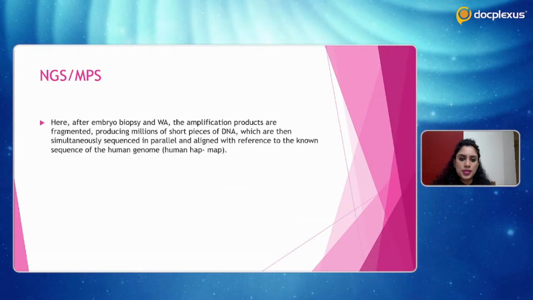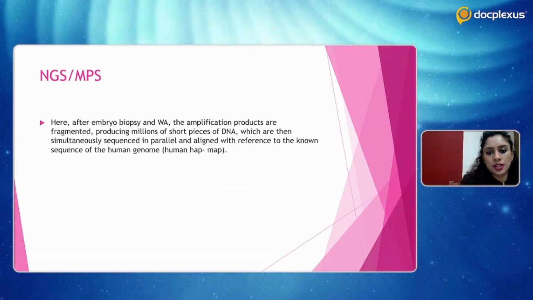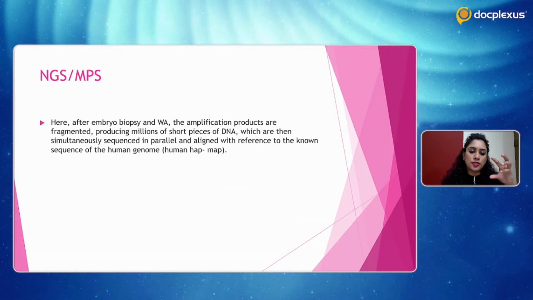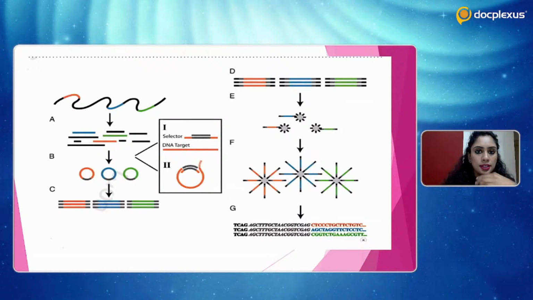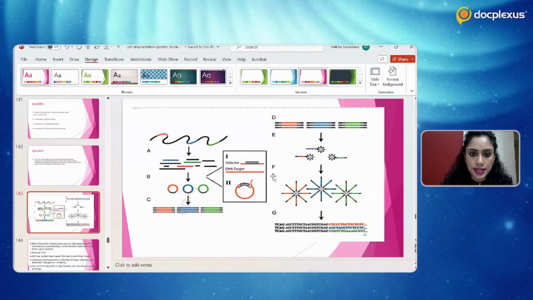Here, after embryo biopsy, the amplification products are fragmented, producing millions of short pieces of DNA, which are then simultaneously sequenced in parallel and aligned with reference to the known sequence, which is the HapMap. So again, the human genome of a known healthy human is being taken as the reference, the human HapMap, and then they are comparing. So you can see here this being conducted. There is a DNA target, which is in orange, okay? And here the entire genome is being sequenced.